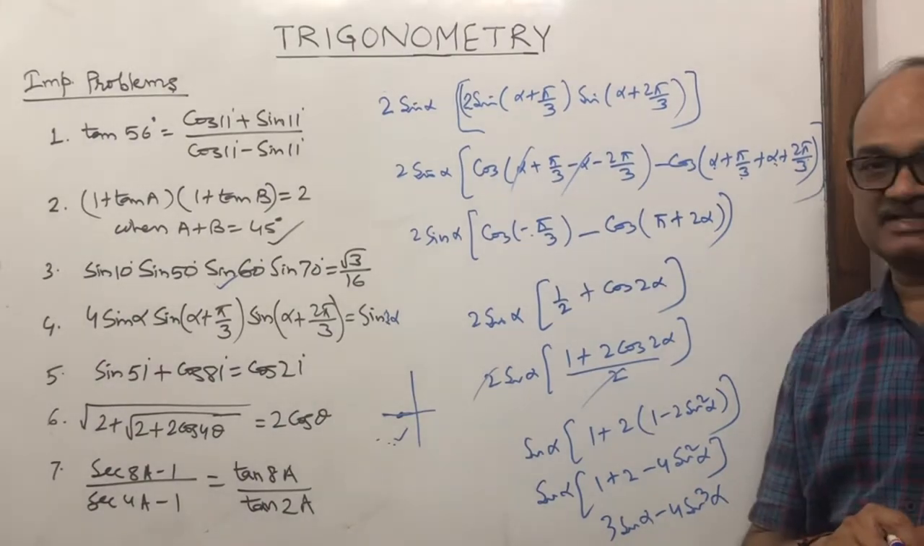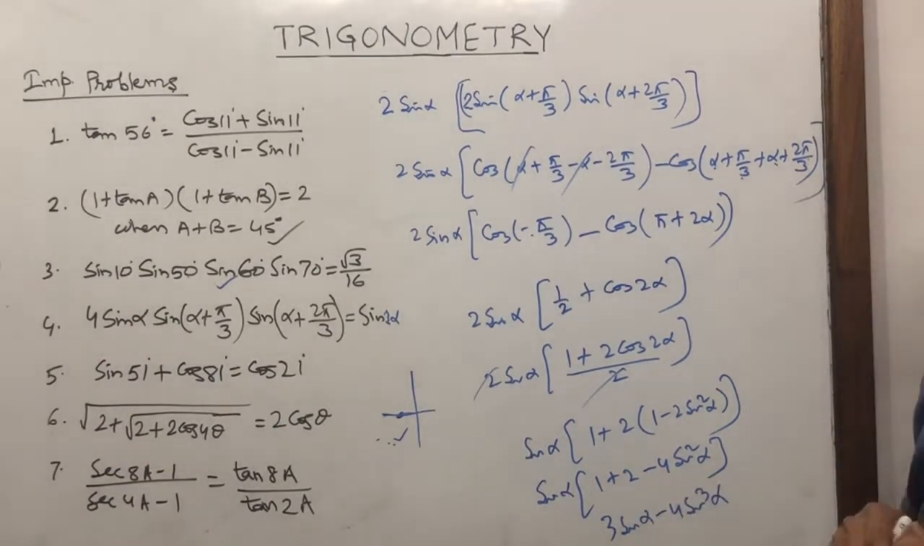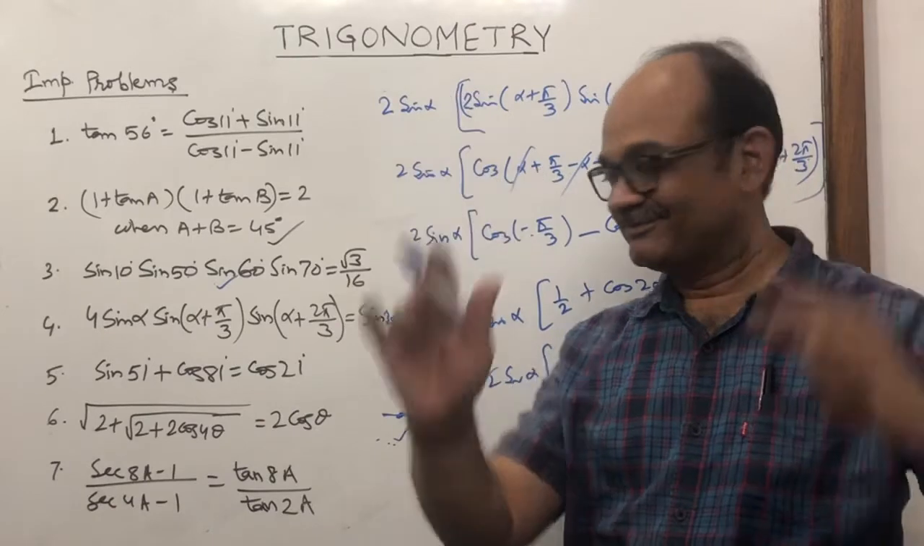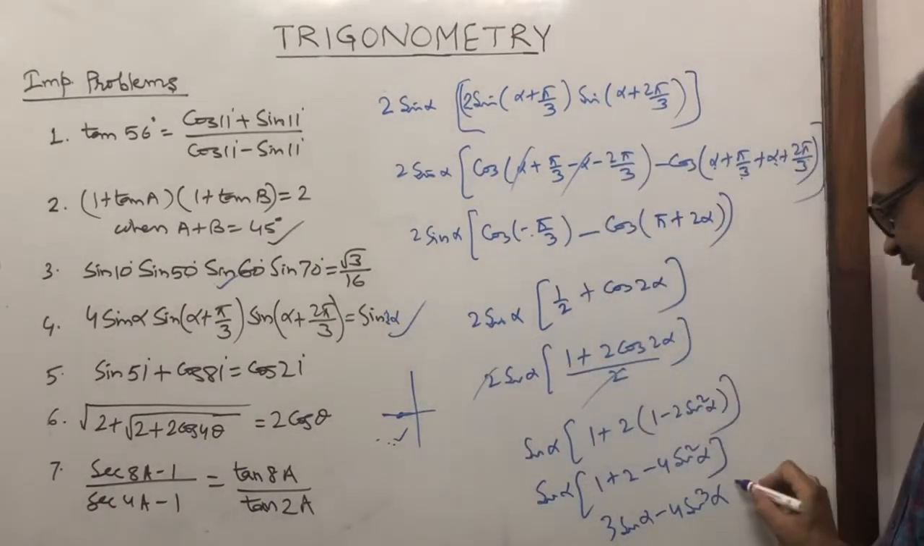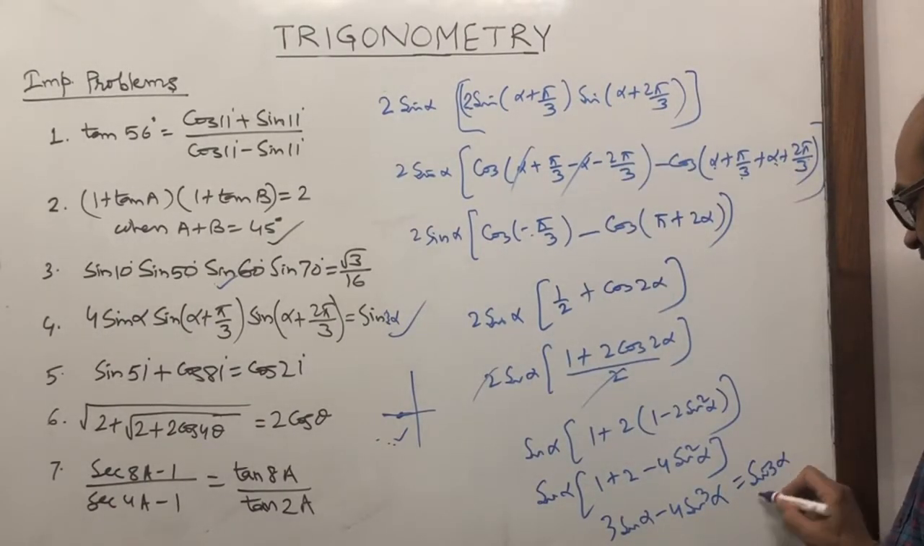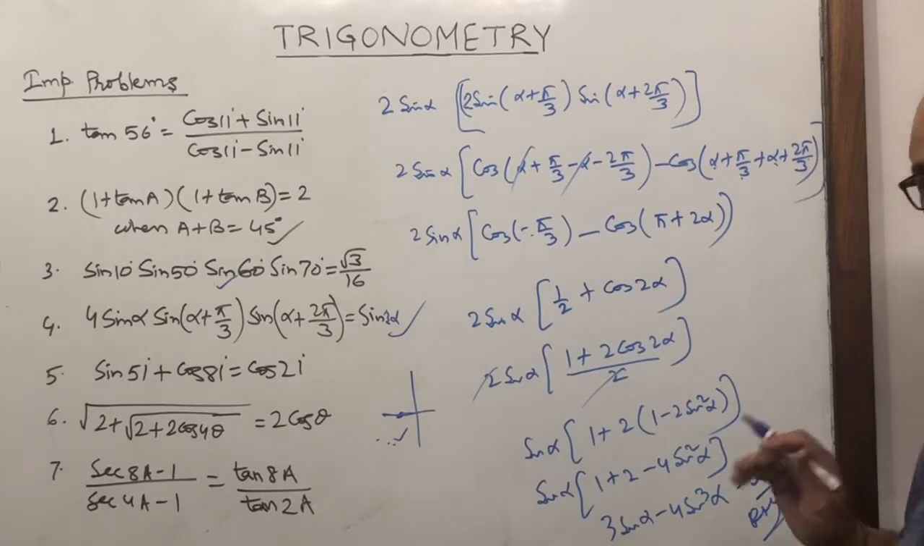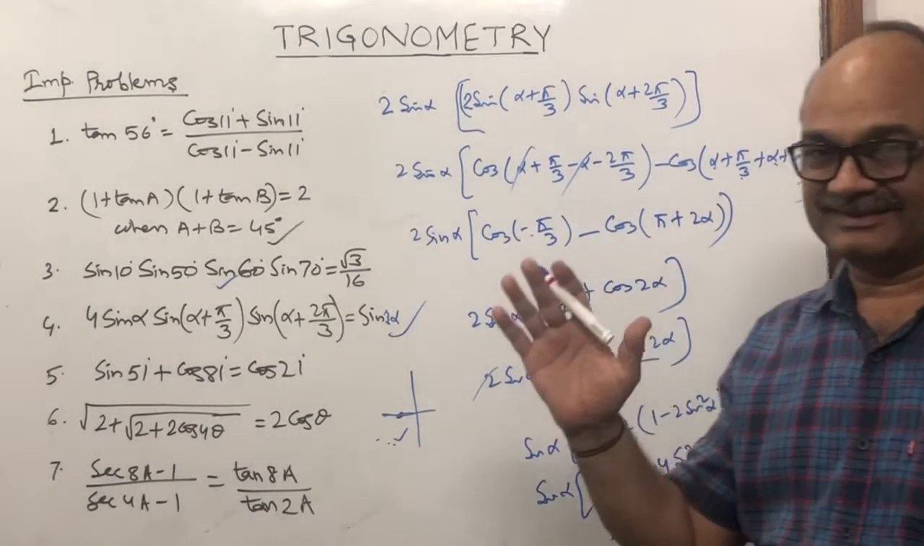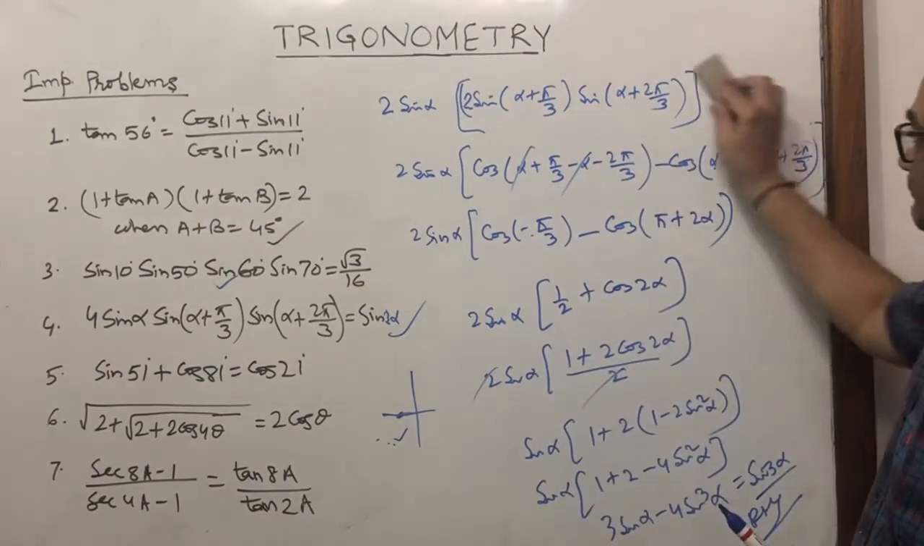And you know from our last lecture, 3 sine alpha minus 4 sine cube alpha is a formula of sine 3 alpha. It is nothing but sine 3 alpha, that is RHS. Easy, but very important question. Next sum.